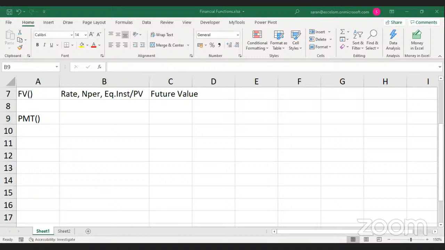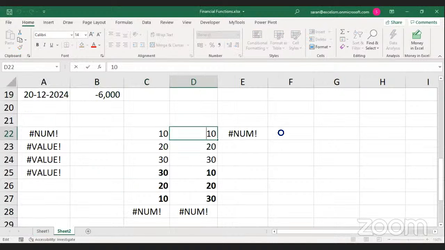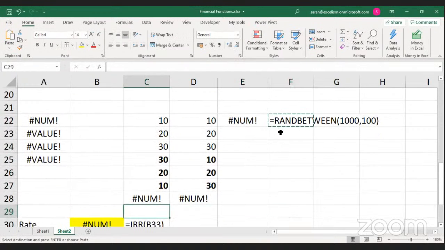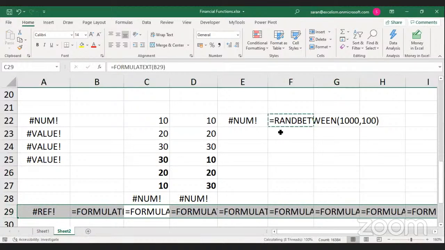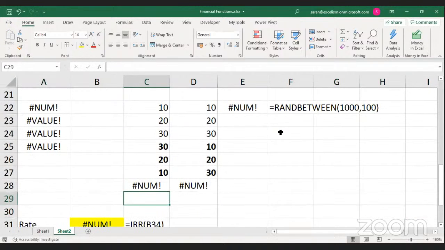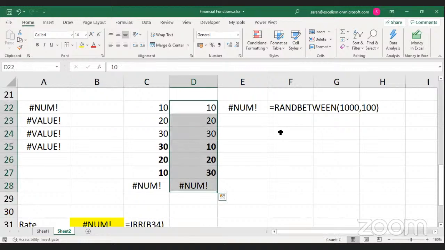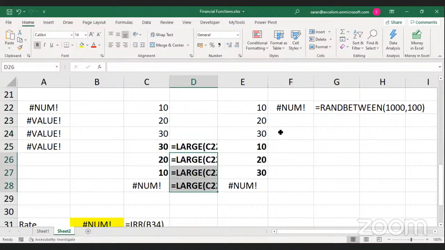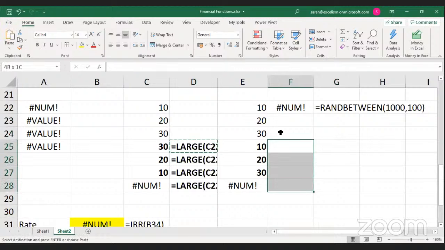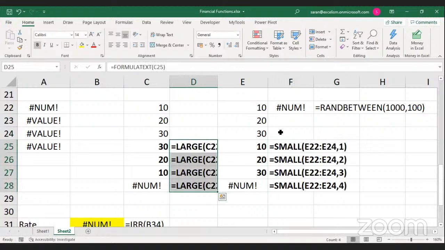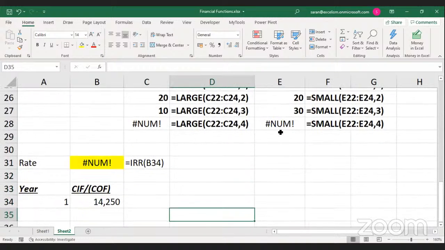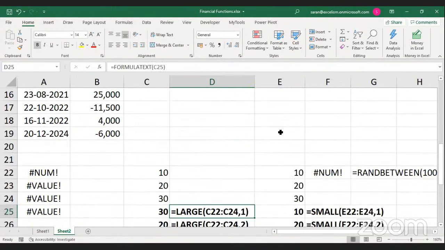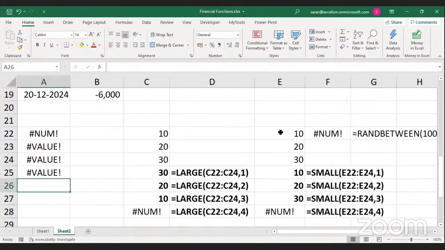Do write the formula text for the errors generated. You want me to write the formula text? Okay, I'll just keep this here. Let me write here: equal to formula text. Copy this and paste here, and equal to formula text. These all are the formulas I've written, so I'm sure you can understand. I think the remaining other places I've also written. Is that fine, my friend?